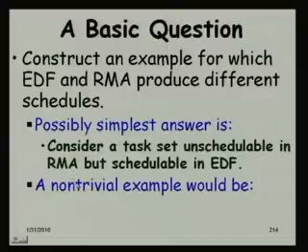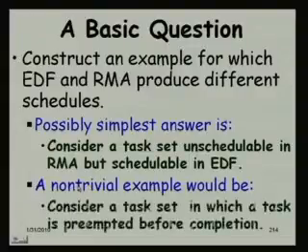But suppose we say, give us an example where the task set is schedulable under both RMA and EDF, but the schedules are different. In that case, we have to consider a task set in which a task is preempted before completion. Possibly the example that we were just seeing, the 3 tasks where task T3 was getting preempted before it could complete, another task arises and preempts it, and that is the situation where these two will produce different schedules. Please think about why they will produce different schedules.